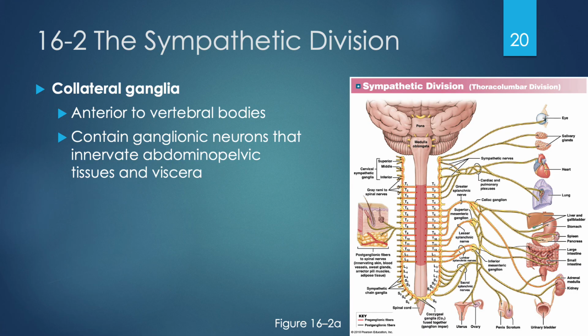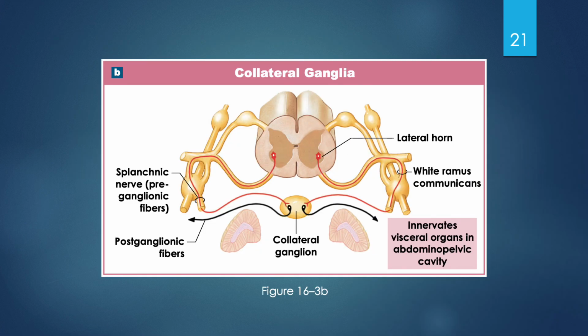The second pathway here is the collateral ganglia. The collateral ganglia are things like the celiac ganglion, the superior mesenteric ganglion, the inferior mesenteric ganglion, all of those sites that you can see that are just out lateral to the sympathetic chain ganglia. These have ganglionic neurons that are going to innervate our abdominopelvic tissues as well as our viscera, and they're typically located just slightly anterior to our vertebral bodies. The collateral ganglia receive sympathetic innervation from sympathetic preganglionic fibers that then synapse in the collateral ganglia that are separate.